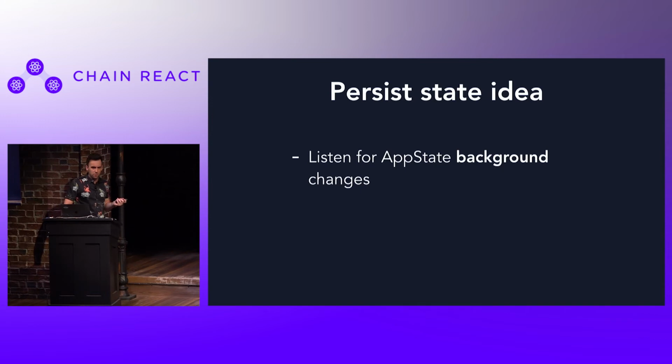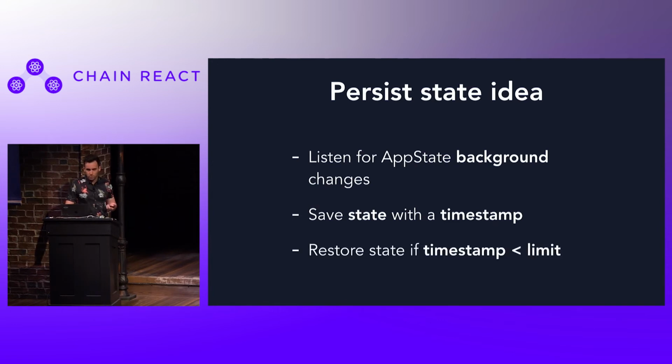So I use the AppState module. This is a module from React Native that is a listener that tells you when the app goes into the background. I put this listener in every screen, and every screen decides what part of its state is saved. I save that state with a timestamp. If you go to the gym and train, you are probably there about 4 hours, so you can use a timestamp limit of 4 hours. When you open the app, you check the timestamp against this limit, and if it's smaller, you restore it, if not, not.